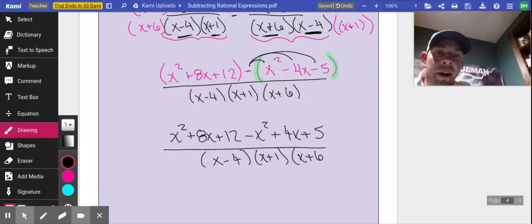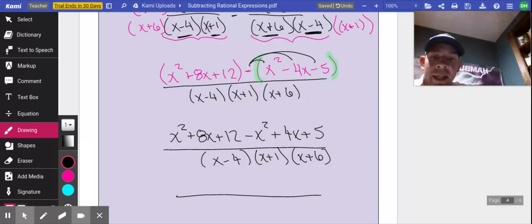How thankful are you that we don't have to foil out these denominators? That's something I haven't mentioned yet. It's very, very acceptable to leave our denominators in a factored form. We don't have to multiply them out, right? So this is so nice just to rewrite them this way. It's a big time saver.